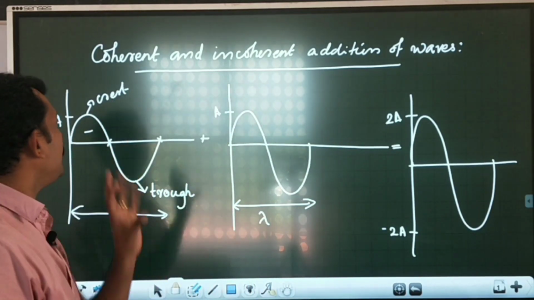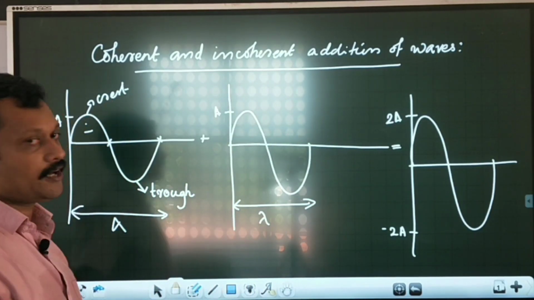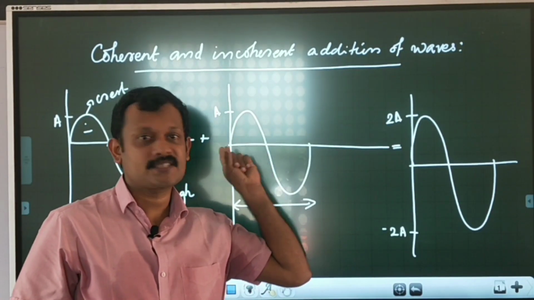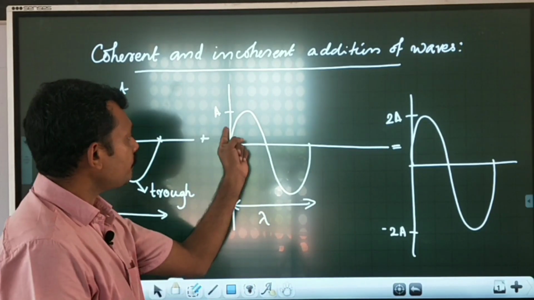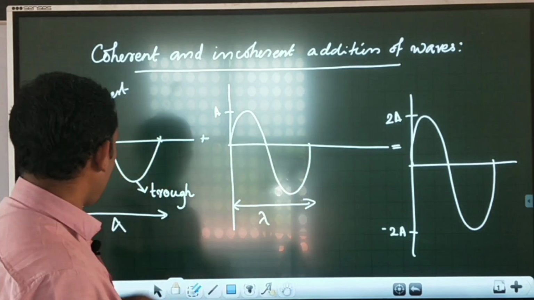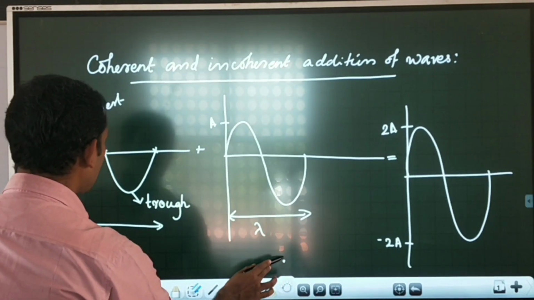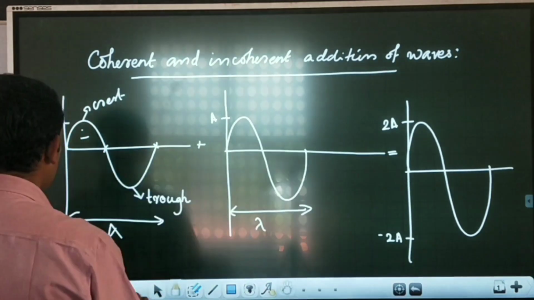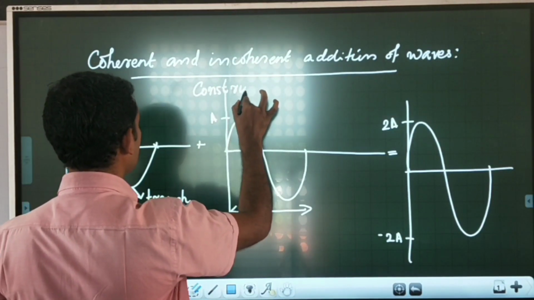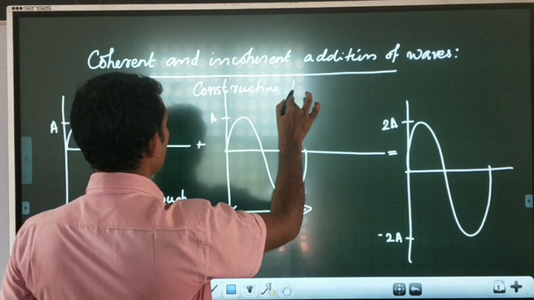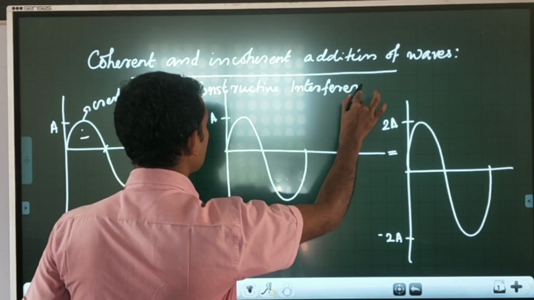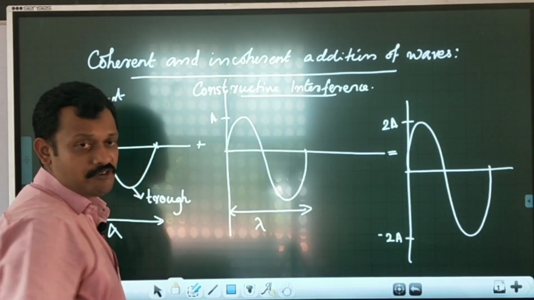Because here the crest of the first wave superimposes with the crest of the second wave. The crest of the first wave is superimposed over the crest of the second wave to the maximum. And so this kind of superposition is what is called constructive interference. What do you mean by constructive interference?